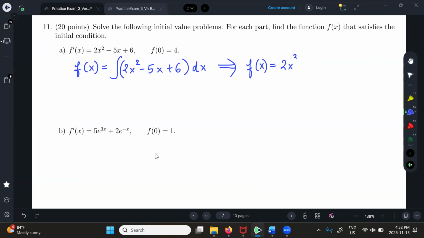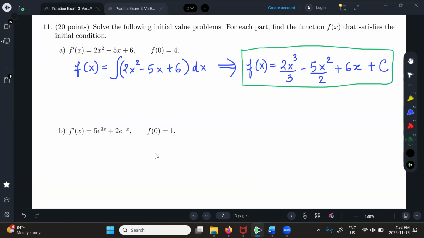Add 1 to the power, divide by it. If you see a constant, multiply by x plus c. Good? Everybody should be able to do at least until here.